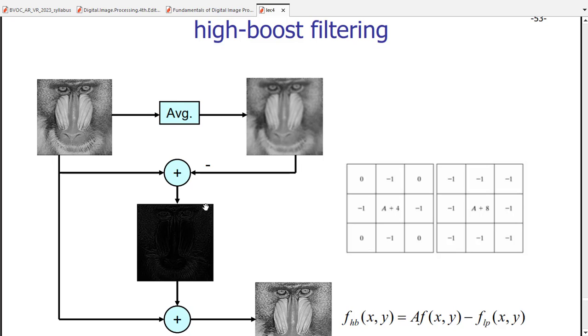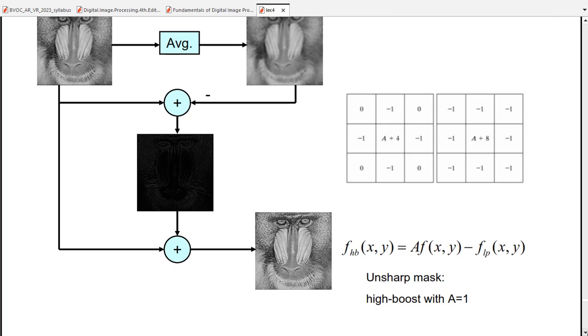Then we come to unsharp techniques. The resultant of this one is added to the input image. Automatically we get the unsharp mask type from high-boost with A equal to 1. So in this case, the central pixel value is always A plus 4, or A plus 8.